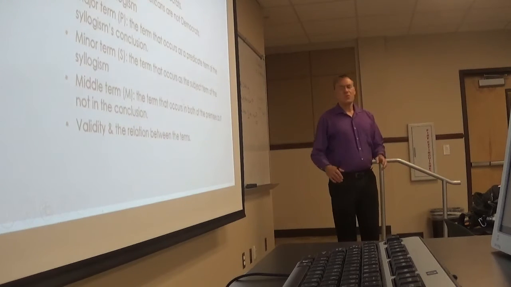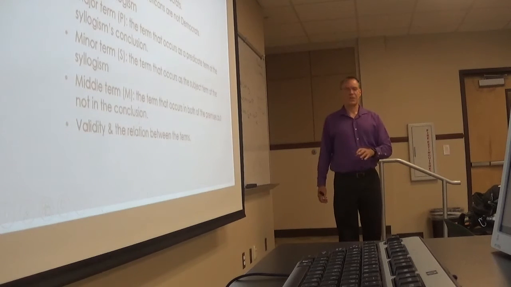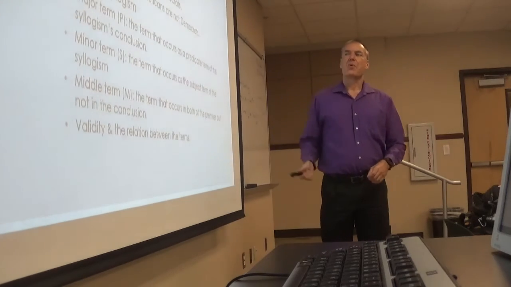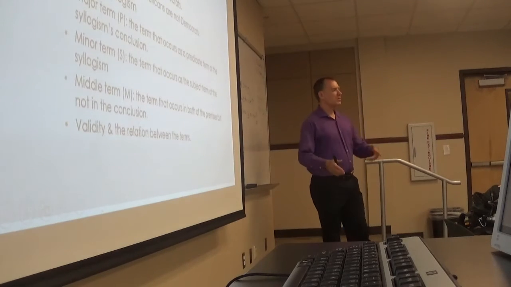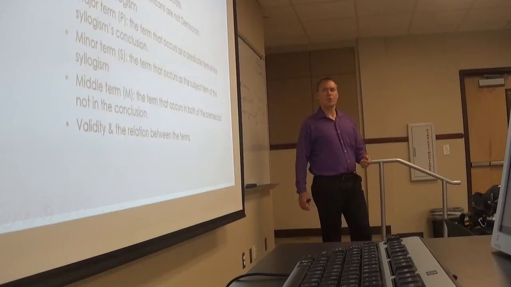So why do we need to know what the S, P, and M terms are? Well, the answer is, in order to do the test for validity, we've got to know which one is which. Okay, so the recap, important things here are these. First, the only type of argument in this type of categorical logic is the categorical syllogism. And being a syllogism, it's got two premises, one conclusion, and being categorical, all of the parts are categorical claims.